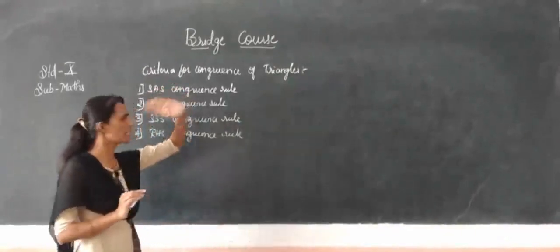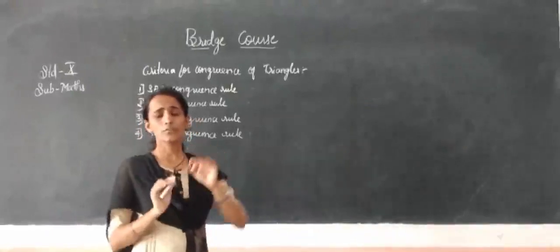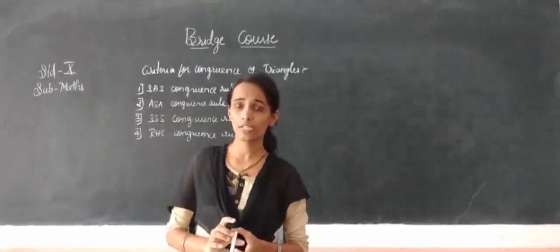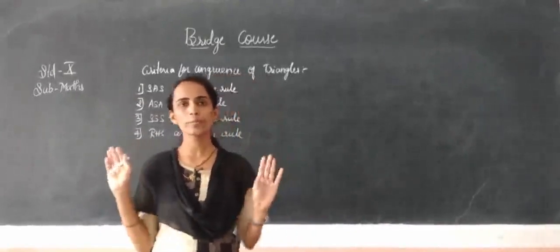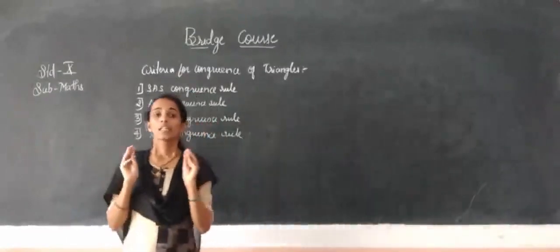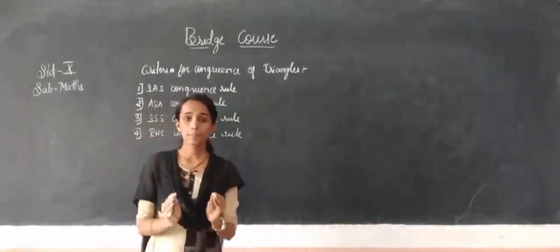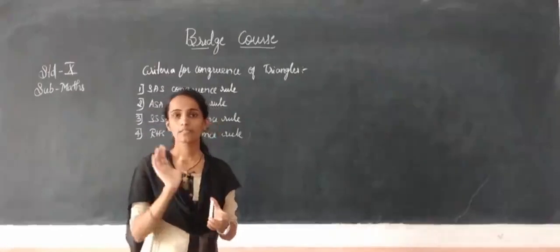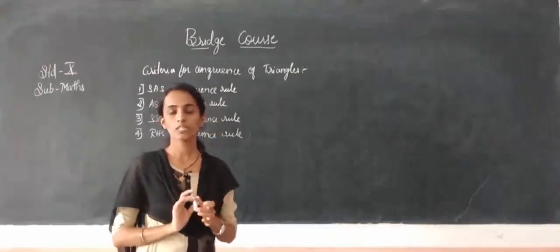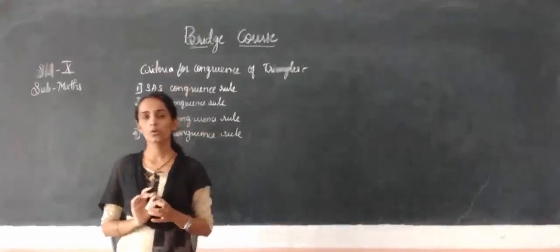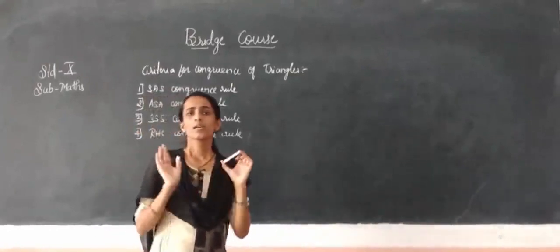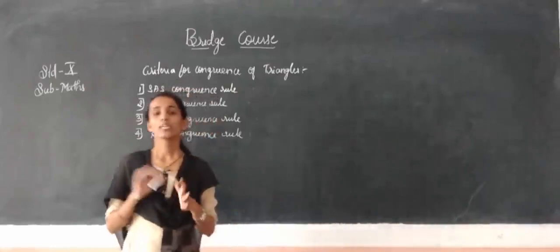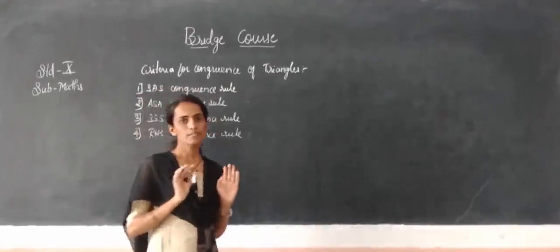So first one will become the SAS congruency rule. First we will discuss congruency. What is the congruency of a figure? When two figures are said to be congruent, their shape and size must be the same. Shape is the same and size must be equal. Then we say the two figures are congruent. Both exactly overlap each other. Both are exactly the same. So that we call the congruency of any object. Shape and size must be the same here.